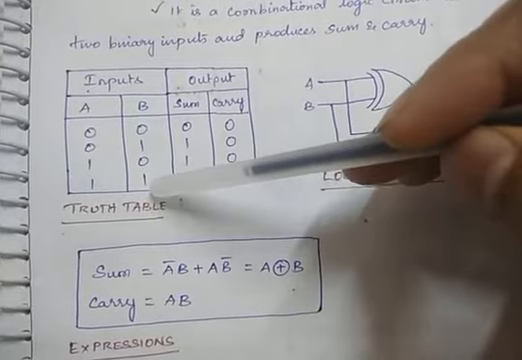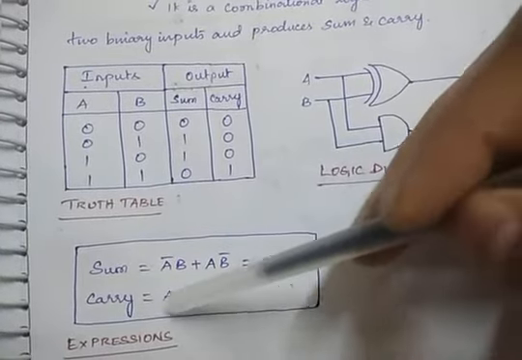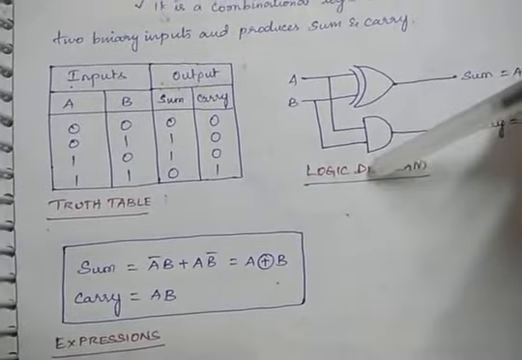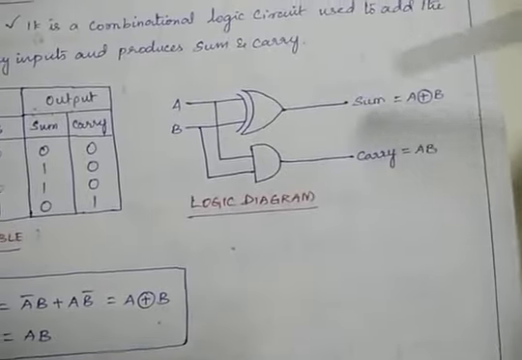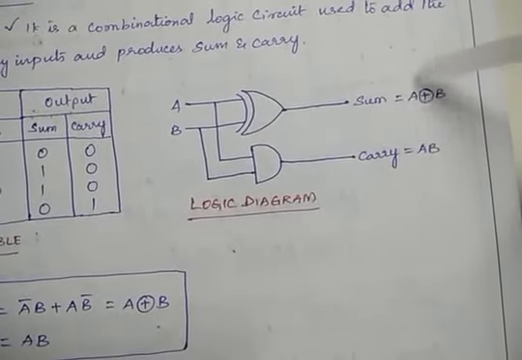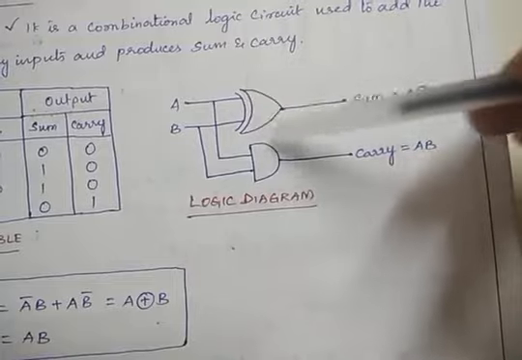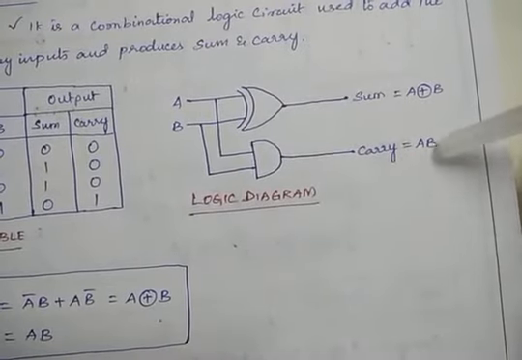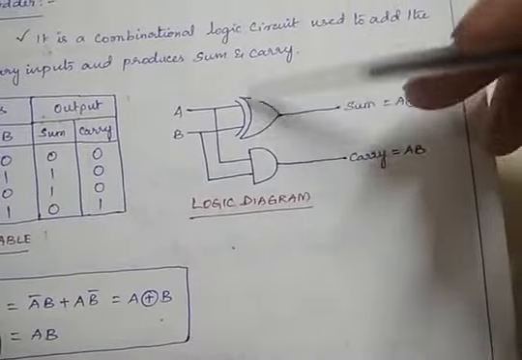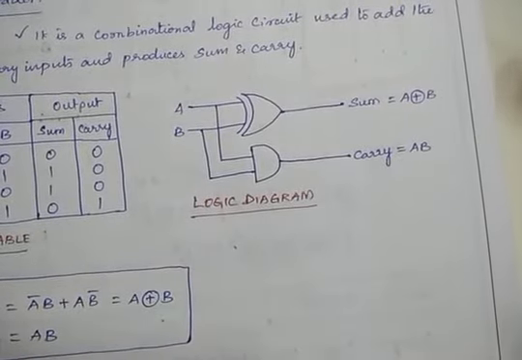Both are 1, so both are unprimed. So we are getting a into b. According to this expression, now I can draw the logical diagram. To get the a exclusive-OR b output, we have to use an XOR gate. To get a into b, we have to use an AND gate. That's it. This is the logical diagram of the half adder.